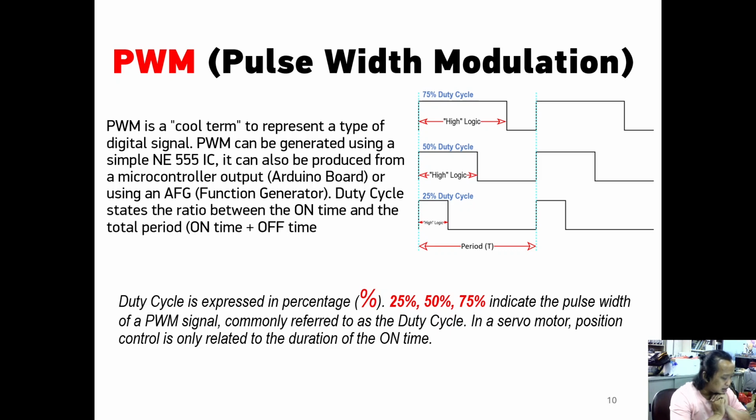Duty cycle states the ratio between on time and the total period, on time plus off time. That's duty cycle. In this example, this one is 25% duty cycle. This one, because the high logic is the on time and this is the off time, and they are the same, is 50% duty cycle. Duty cycle is usually expressed as a percentage.